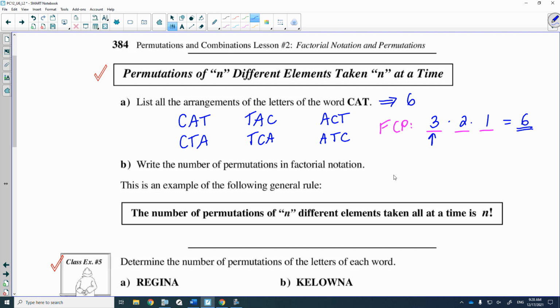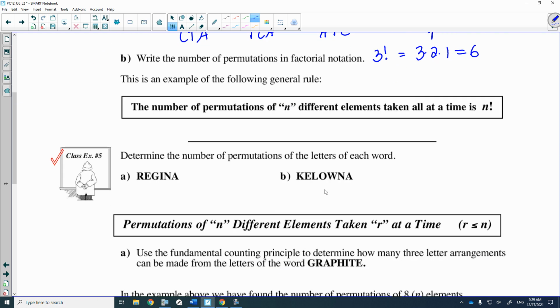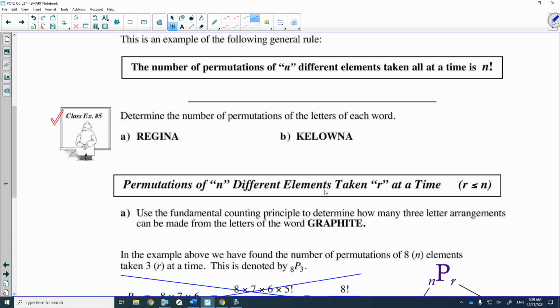We could write the number of permutations, which is 6, in factorial notation. So if cat has 3 letters, then in factorial notation, that would be 3 factorial. And why that is, because we know that unzipping 3 factorial is 3 times 2 times 1, which is equal to 6. There's a general way that we could do this for factorial notation. So let's actually, before we look at the general form, do class example number 5. It says determine the number of permutations of the letters of each word.